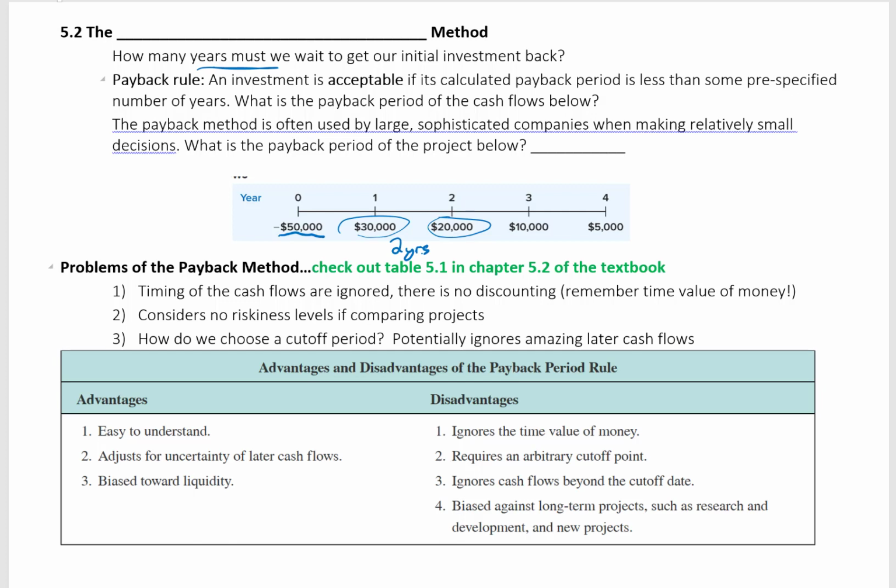What if we said our initial investment was $55,000? How long will it take to pay back? Well, we know year 1 we get 30, year 2 we get 20, so now we're at 50, we need 55. But year 3 we'd be at 60. So we don't need all of year 3, we need some portion of it. We need $5,000 more dollars of our $10,000 future cash flow. So in this case, we're at 2.5 years for payback.